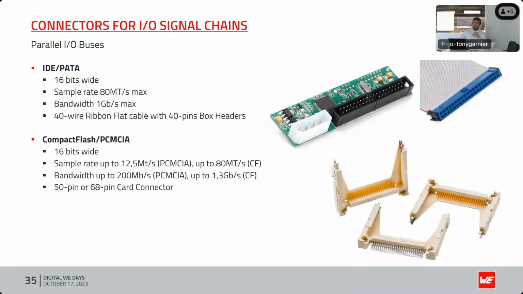For parallel I/O buses, it's mostly old buses. So for example, you have the IDE or parallel ATA, which is 16-bit wide. You can use ribbon flat cable and box headers as a way to transmit this kind of signals if you still have them. And the CompactFlash or PCMCIA standard is about the same. You can use the same ribbon flat cables, but if you want, you can also use a card connector like this, which was actually designed for it.